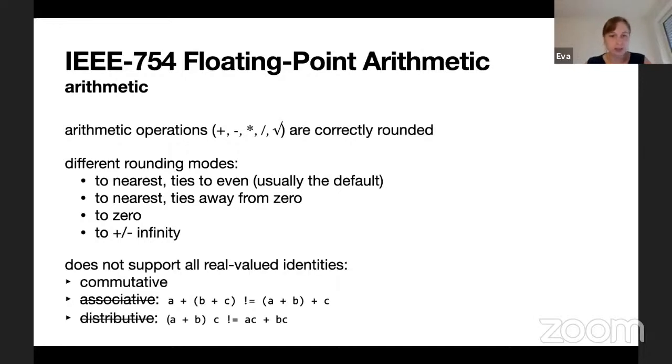Now, a particular, perhaps somewhat annoying aspect of floating point, or in general finite precision arithmetic, is that it does not support many of the usual real valued identities. So it is commutative, but it is not associative or distributive. We will actually leverage these particular non-identities a bit later in the talk.